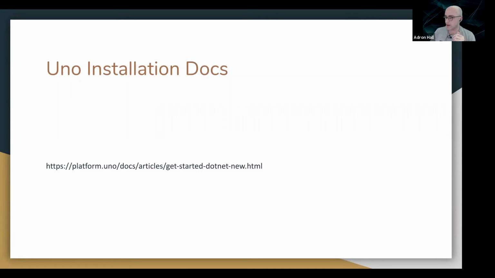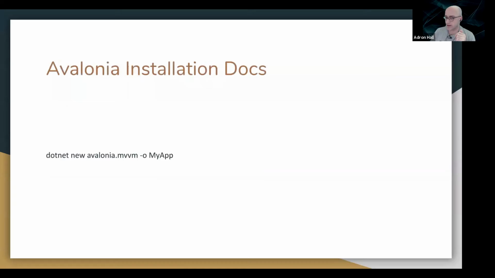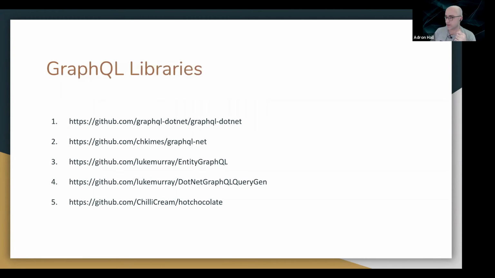Then some installation docs. Again, I'll get you the link to this slide deck because it's got all the good links and stuff. And then Avalonia, same thing. Highly suggest you use the CLI to just create a .NET new, do this, and then open it up in Visual Studio or whatever you're going to use to do your development in. The docs for that. The GraphQL libraries.